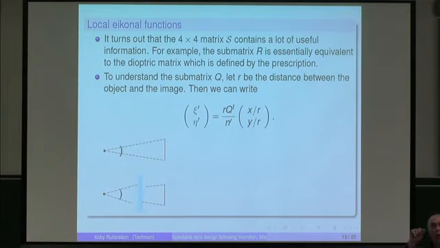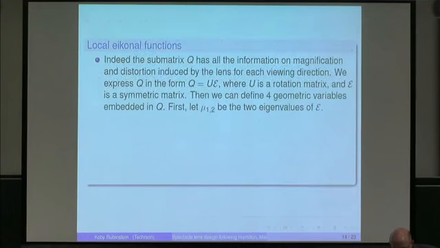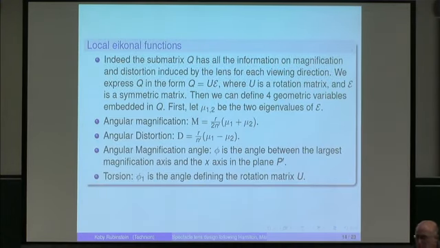We need to focus the object on the retina. This is done by the R matrix, and Q controls extended objects. Q is not symmetric, so you can write it as a rotation matrix times a symmetric matrix, and therefore there are 4 parameters. One is the average of the eigenvalues of the matrix, which is the magnification. The difference is the distortion, and there are 2 angles: the magnification angle and the torsion angle. These 4 parameters characterize extended objects. So if you know this matrix, Q and R, or the 4x4 matrix in every gaze direction, we can characterize a given lens.